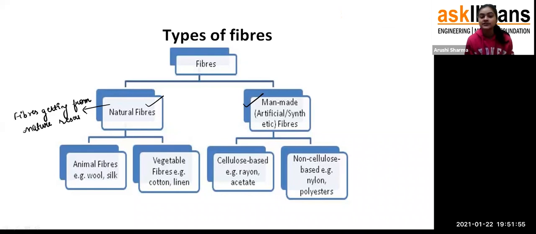Okay, natural resources, that means those that are not man-made, that have been made by God. According to us, the natural resources or the natural things which we are getting, they all are made by God. So the fibers which we are getting from the natural resources, we call them natural fibers.